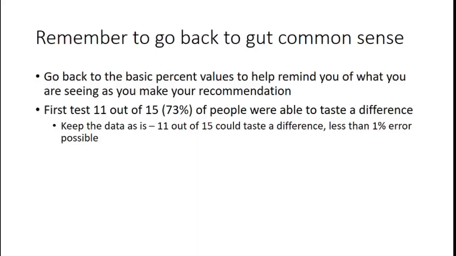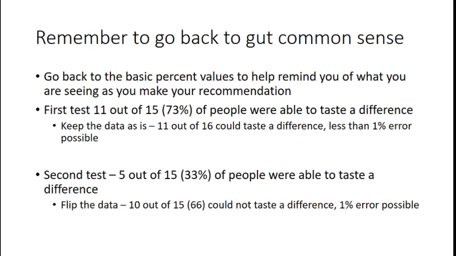So let's just summarize that. The first test, we had 11 out of 15 people able to taste a difference. And so we kept the data as is. 11 out of 15 could taste a difference with less than 1% error possible. The second test, we had 5 out of 15 people able to taste a difference. And in this case, we flipped it. So 10 out of 15, or 66%, could not taste a difference with 1% error possible.